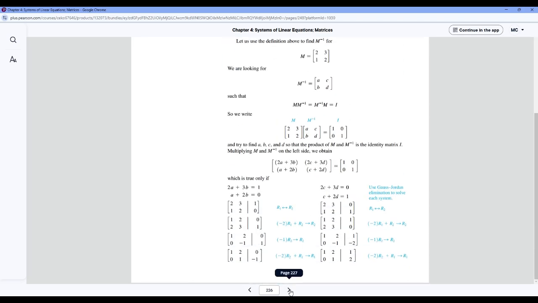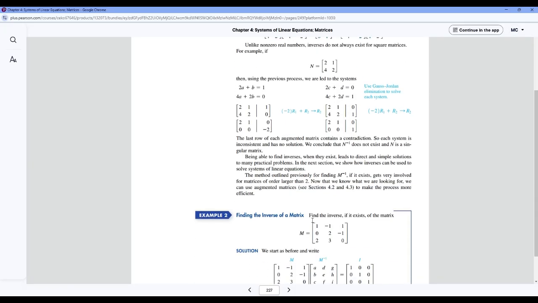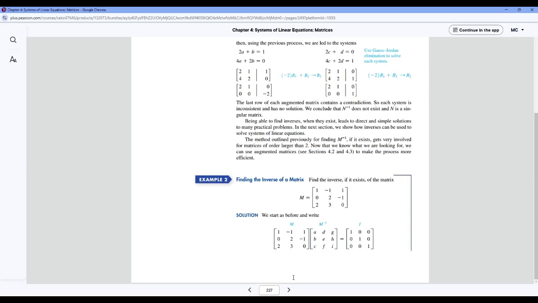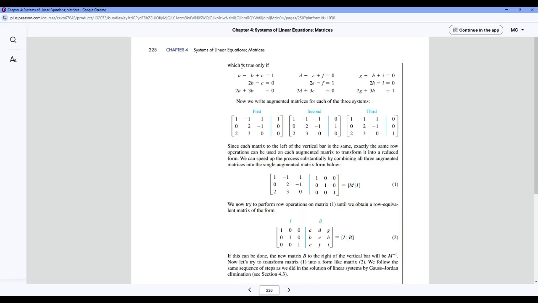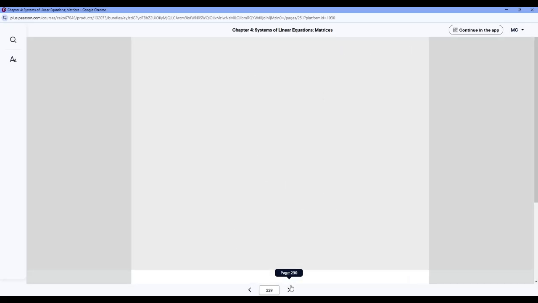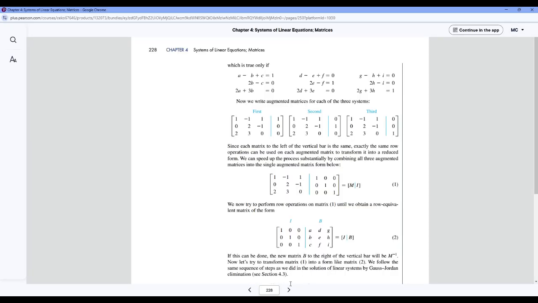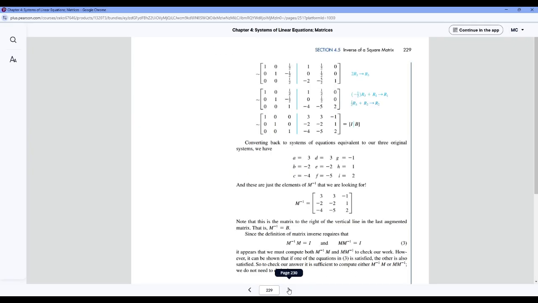Let's see if they give an example of it. No, it's just finding the matrices and all that. More examples. Just trying to get that identity. I think this question is how to identify the matrix. You just make it so that it's 1, 1, 1.